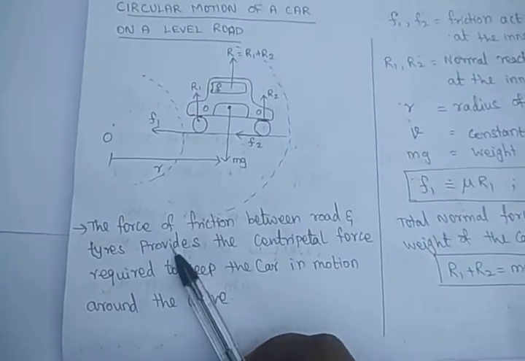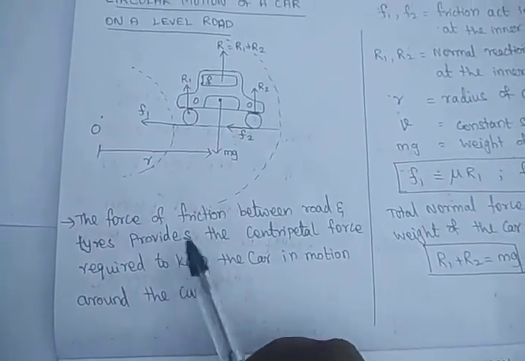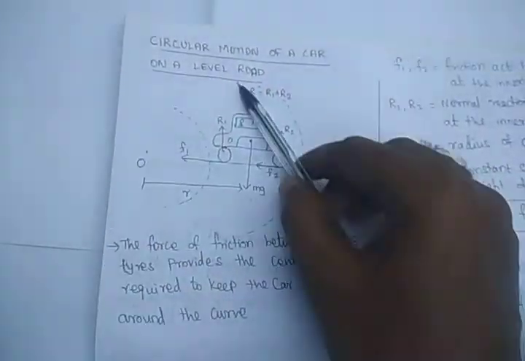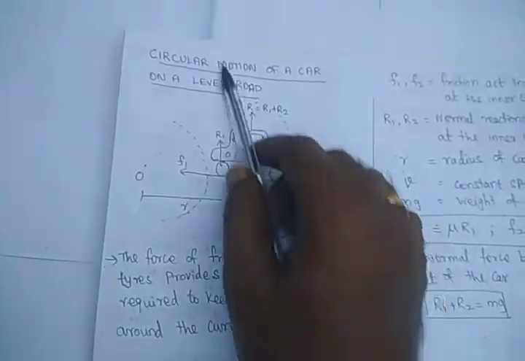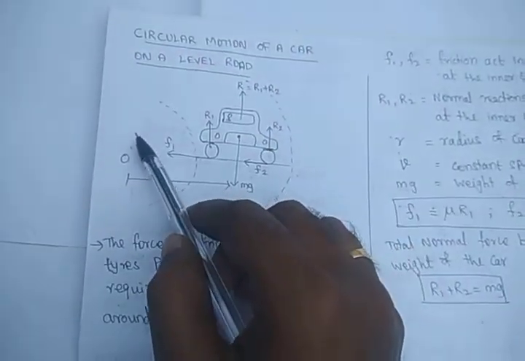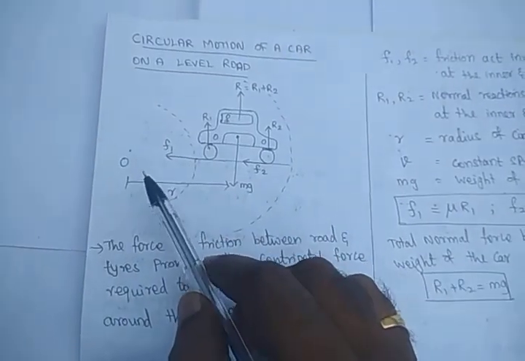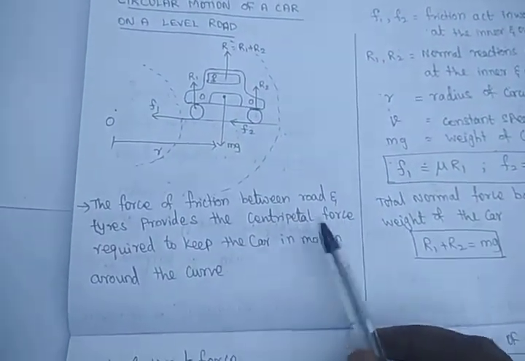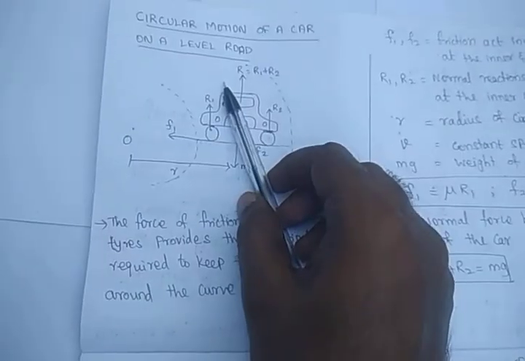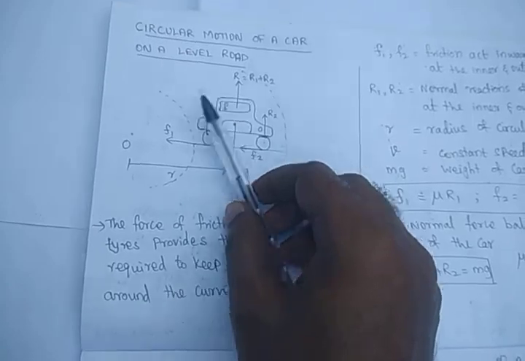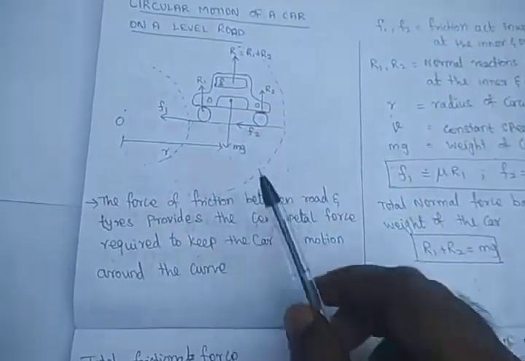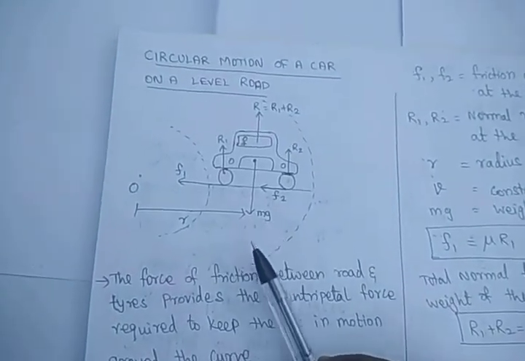So the force of friction between the road and tires provides the centripetal force. Whenever a body is moving in a circular motion, there is a force towards the center of the circle. That force is called the centripetal force. This centripetal force is required to keep the car in motion. Otherwise, if there is no centripetal force and the friction is not enough, the car will slip. We are going to derive the expression for that.